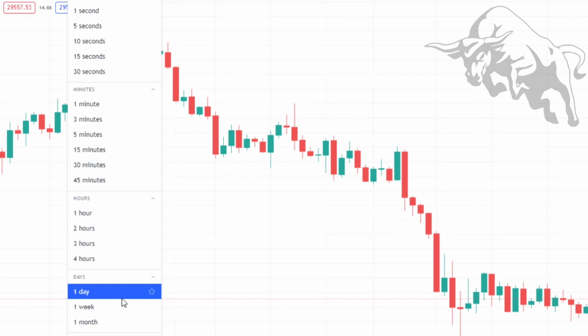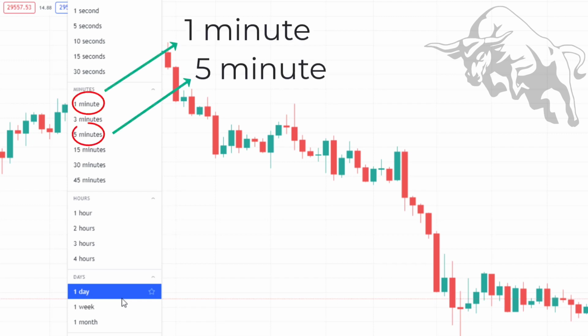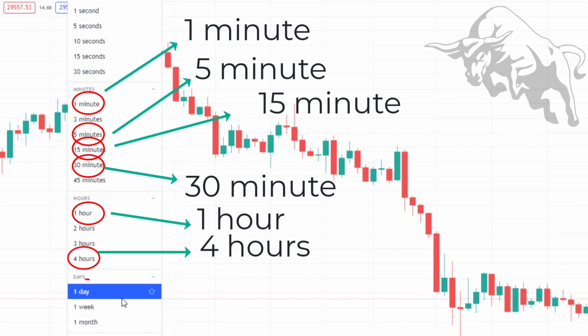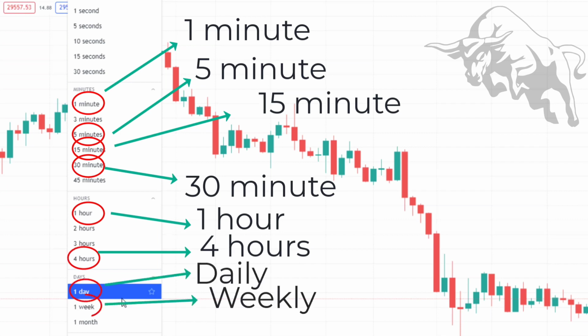And the following are the most common and most recognized time frames that you can pick on your charts: the 1 minute, the 5 minutes, the 15 minutes, the 30 minutes, the 1 hour, the 4 hours, the daily, the weekly, and finally the monthly.